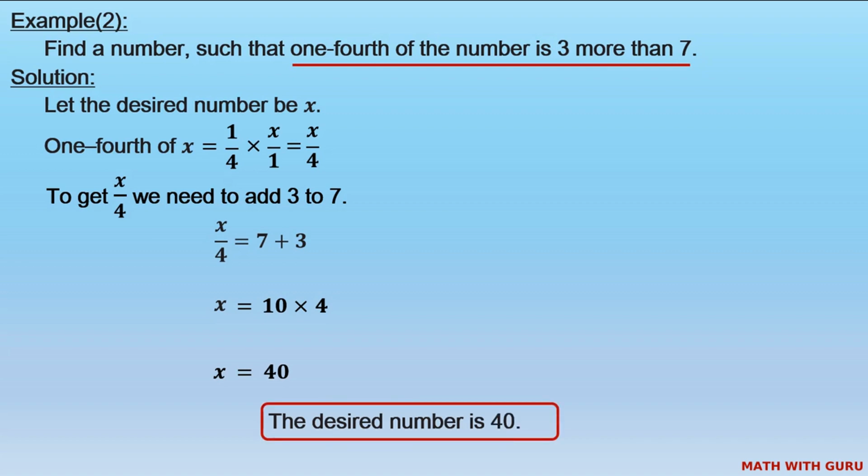Therefore, the desired number is 40. Let us check our answer. 1/4 of 40 is 10. It's quite simple. 3 plus 7 is 10. Therefore, our answer is correct.